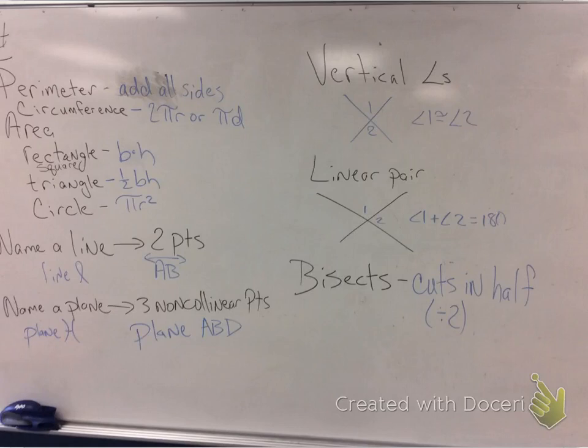Whatever else may help you think. Definitions, things like saying, hey, name a line, you need 2 points. Name a plane, you need 3 non-collinear points. Anything like that. What is collinear? What is non-collinear? Whatever you can use to help you in that sense.